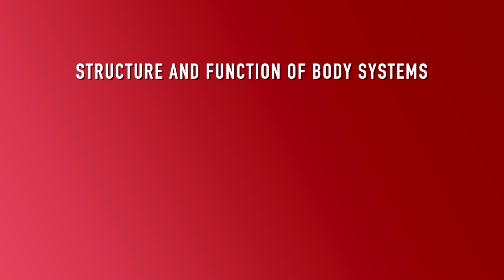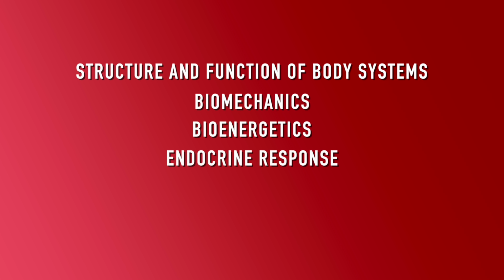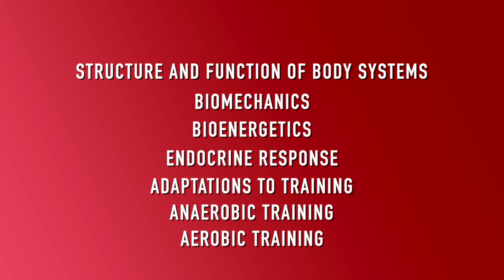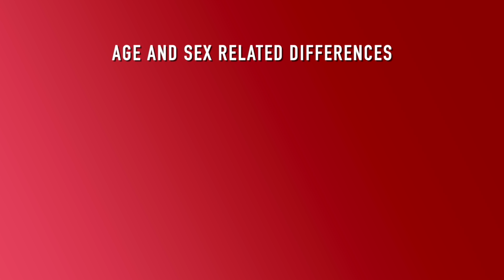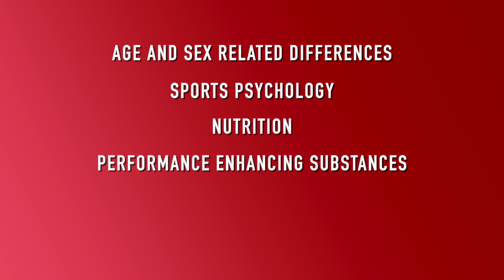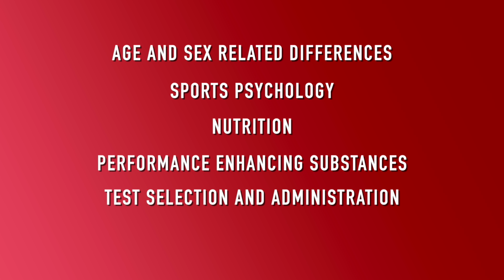So it's divided into 24 chapters, starting with chapter 1, structure and function of body systems, going into biomechanics, bioenergetics, endocrine response, adaptations to training, anaerobic training like resistance training and interval training, as well as cardiovascular, more aerobic training. The book also covers age and sex-related differences, sports psychology, nutrition, performance-enhancing substances, and test selection and administration, meaning how do we actually test athletes and make sure that they're improving and measure how much they're improving.